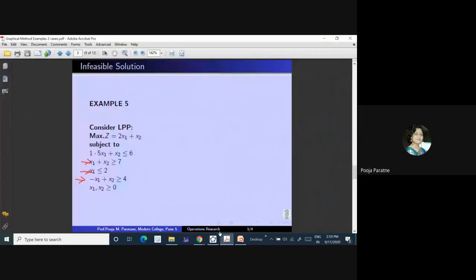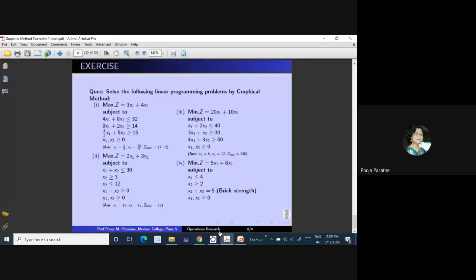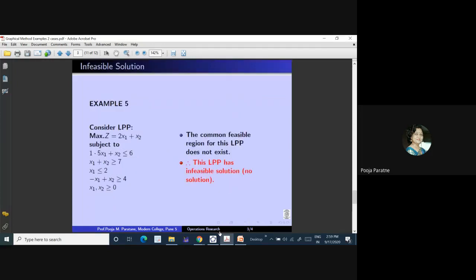So how to write the answer for this? From the graph, we can conclude that the common feasible region for this LPP does not exist, and hence this LPP has infeasible solution. Infeasible means what? No solution. So here this LPP has no solution.